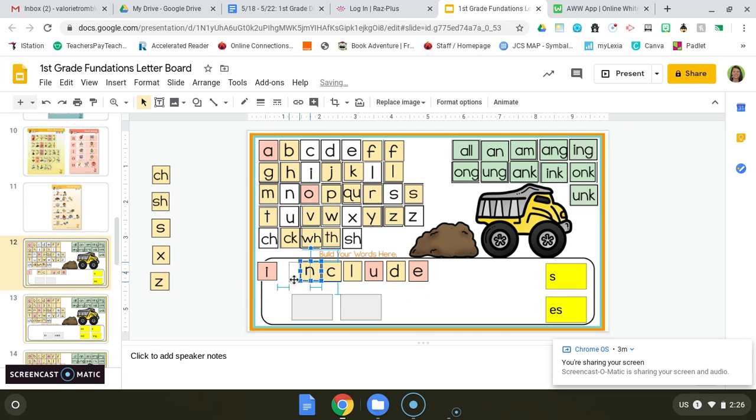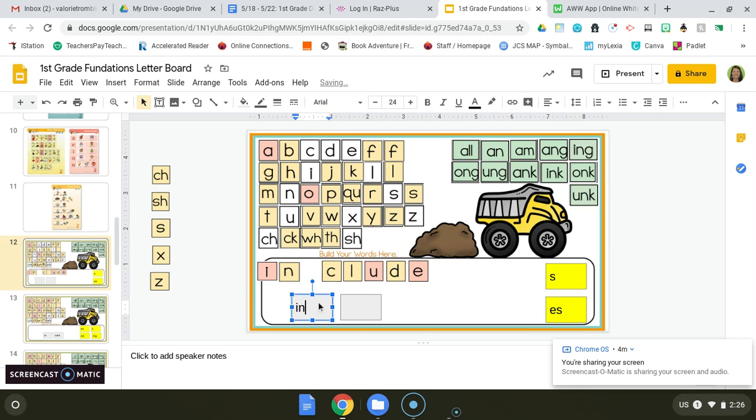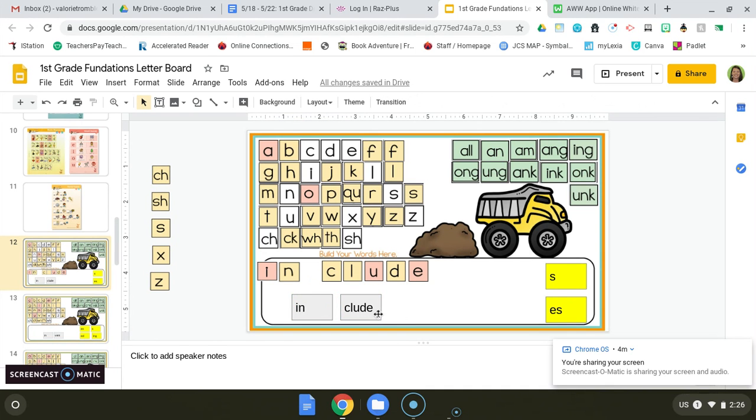So I'm going to slide this word apart right here, just so I can see the syllables. If we were going to write this word, it would not have a space in between it, but I do want to see the space where I divide my syllables. So my first syllable is going to go on the first syllable frame. What's my first syllable? N. And my second syllable is clude. Altogether, my word is include. Include.